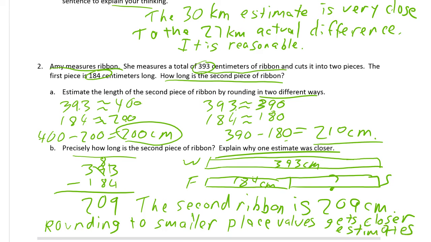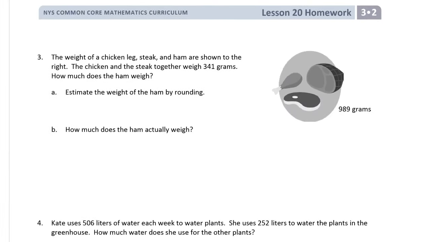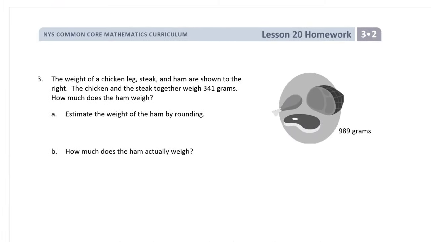The hundreds are a lot easier to subtract, though. And sometimes you don't need to be that accurate. The weight of a chicken leg, a steak, and a ham are shown to the right. So this is the weight of them all together.